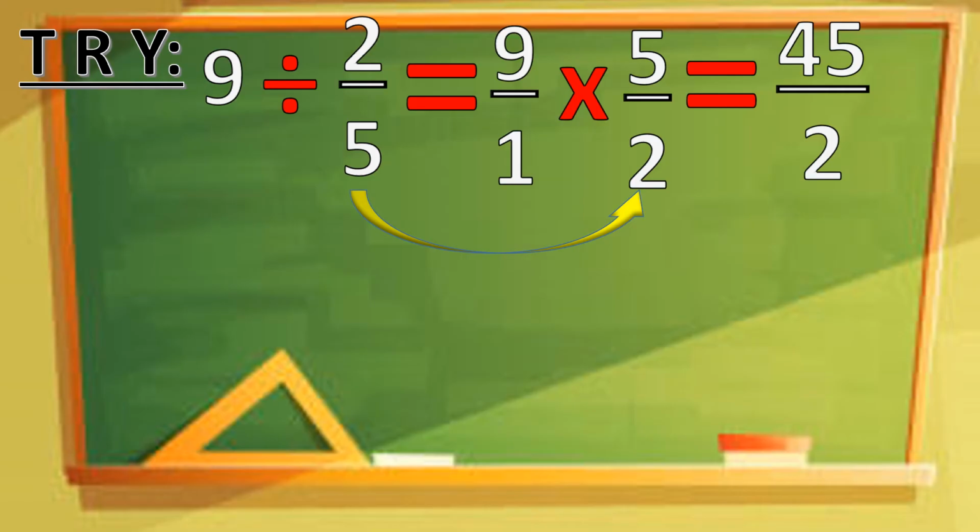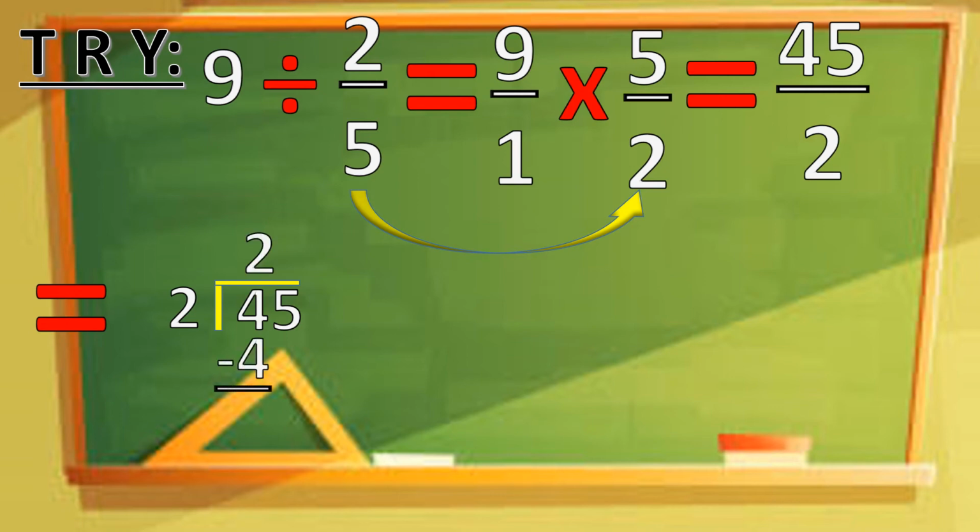Okay, very good. We just divide the numerator by the denominator. So 45 divided by 2. 4 divided by 2 is 2. And then we subtract 4, that's 0.